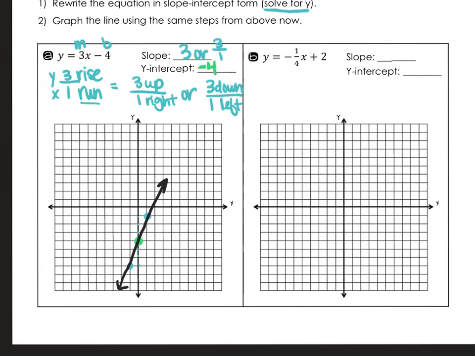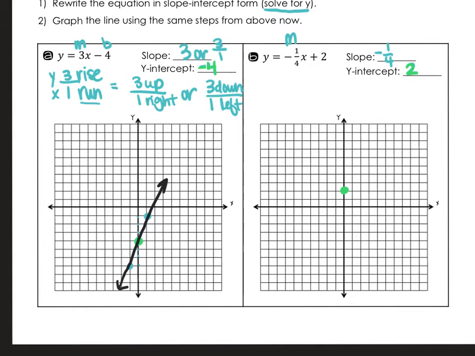All right, so I want you to take a pause and go ahead and try B. Okay, hopefully you're checking your answer. M is going to be -1/4, and then the y-intercept is 2. So it is already in slope-intercept form. So I'm just going to start off 1, 2 with my y-intercept. Right here, crosses the y-axis.